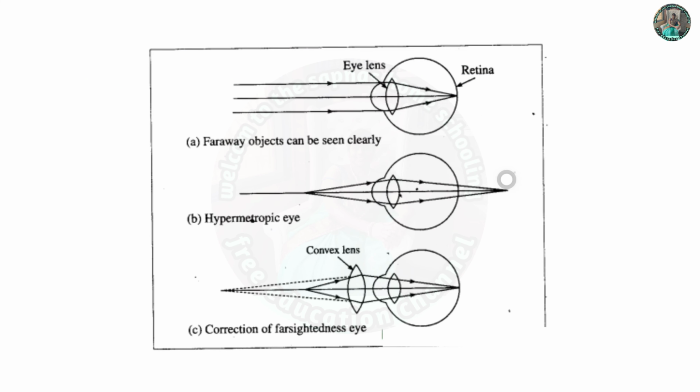So this is how it looks. असं दिसतं. हे बघा, हे पहिले far away object can be clearly seen. हे सेकंड आहे hypermetropia eye आणि हे तिसरं आहे correction of far sightedness eyes.